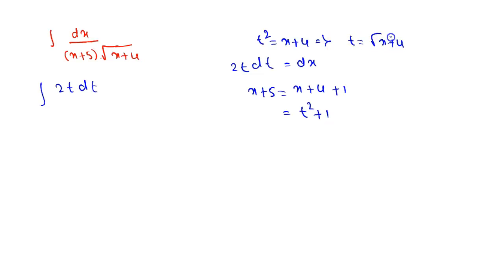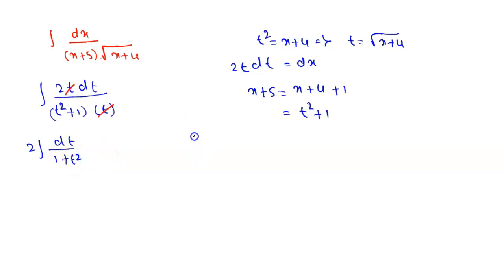And here I can take t is equal to root over x plus 4, so by here t square plus 1 into t. Here I can cancel this t and this t. The leftover value is 2 integral dt by 1 plus t square.